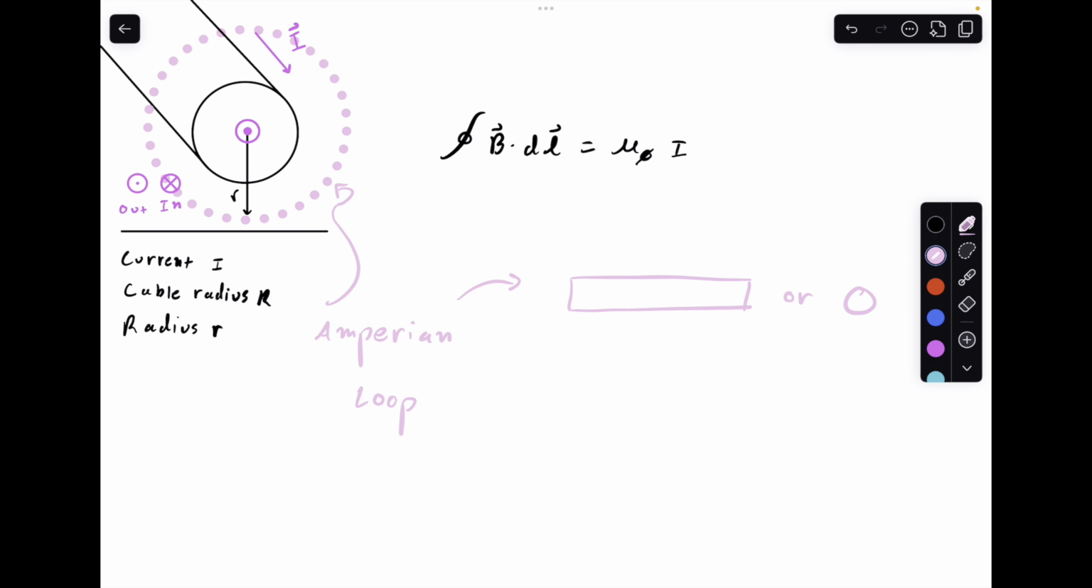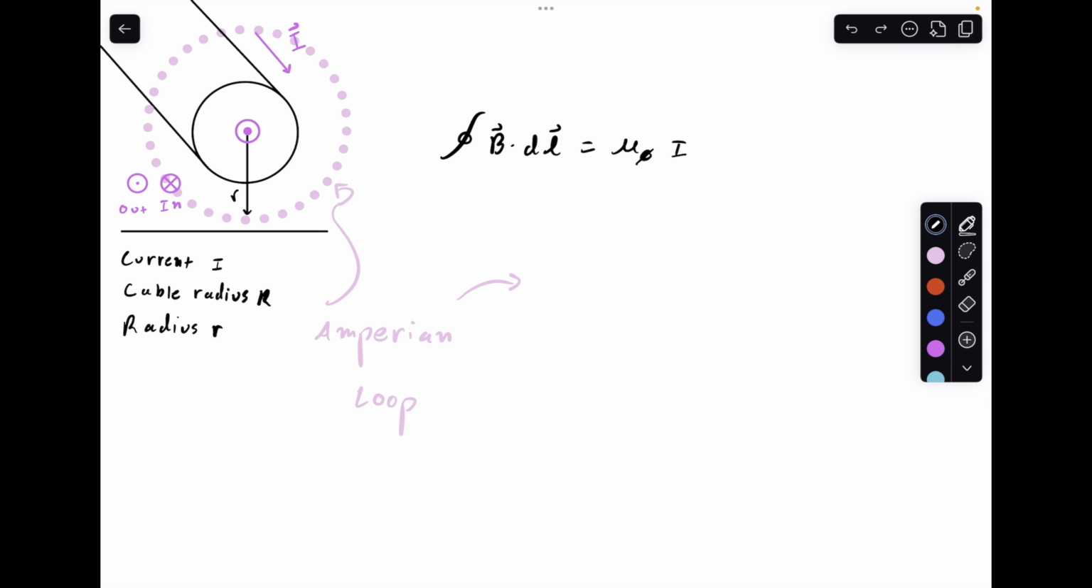Those are the only two shapes that you'll normally be tested on. The rectangle we'll get into in another video, but today we're only going to be touching on the circle. Now you can even have an Amperian loop in the shape of a star, right? It's kind of a funny looking star, or a triangle.